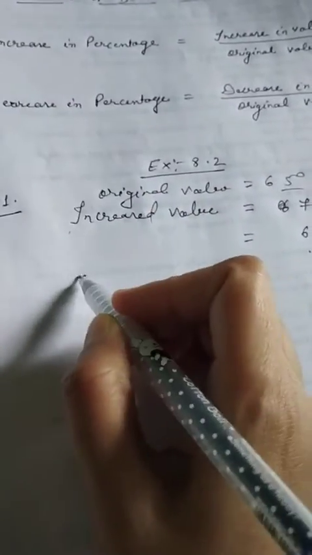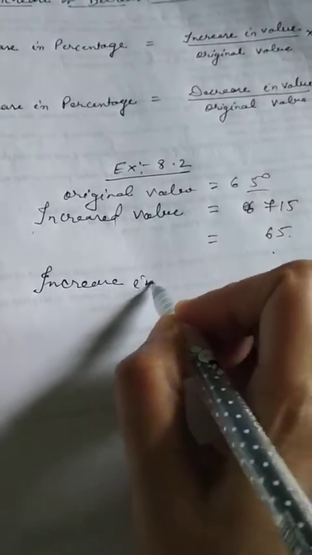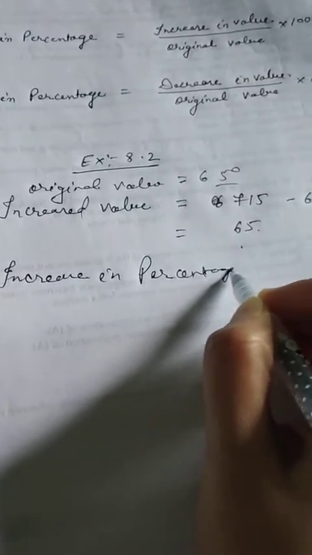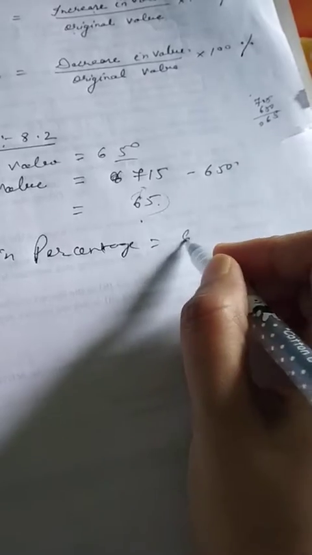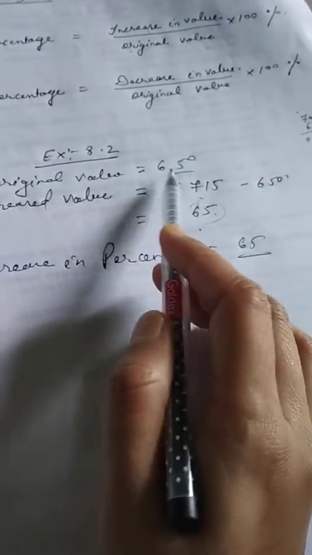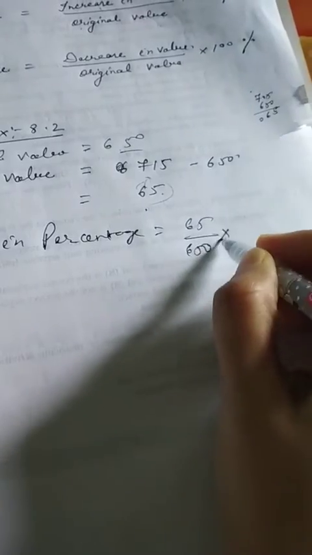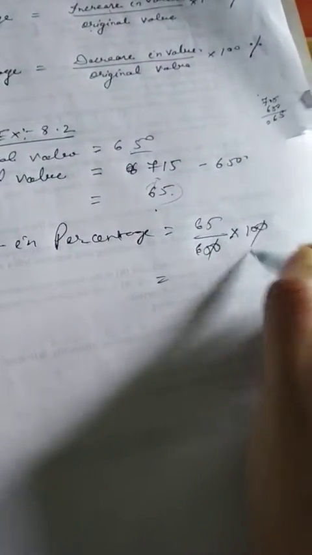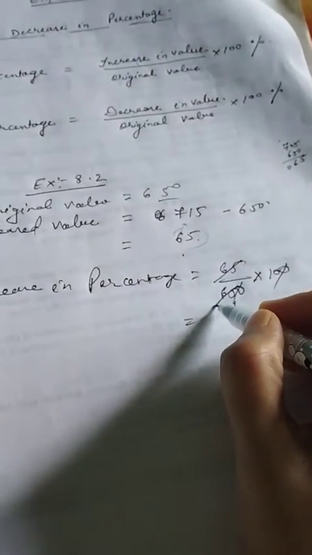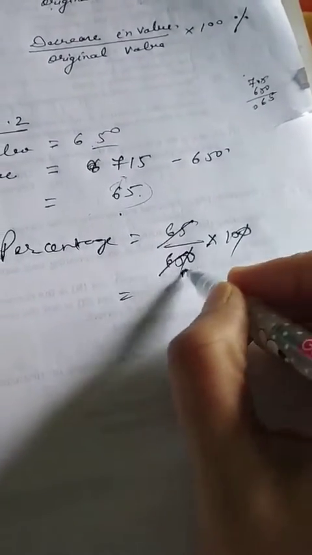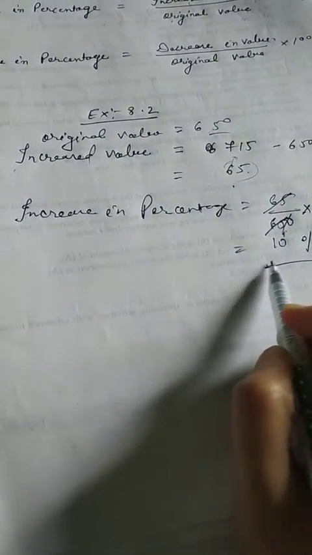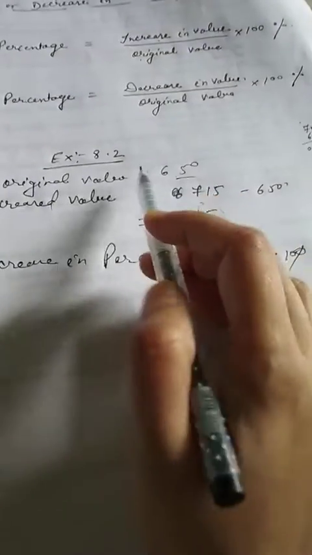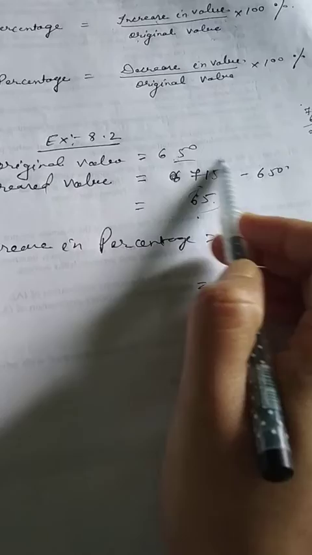Now we have to find the increase in percentage. We know the formula: increase in percentage is equal to increase in value divided by original value. What is the increase in value? 65. And what is the original value? 650, multiplied by 100. Cancelling, we get 10%. That means 10% is the increased percentage in the original value, and the number became 715 after increasing by 10%.